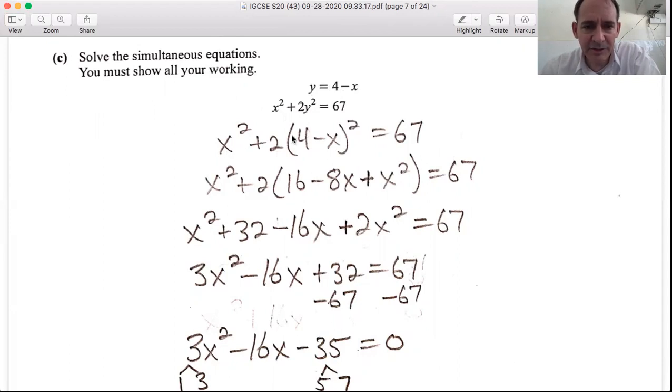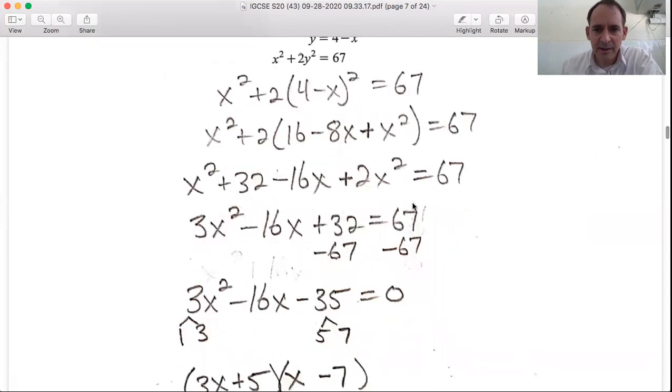So we get x squared plus 2 times (4 minus x) quantity squared equals 67. Multiply out your quadratic here. Remember, exponents do not distribute across to add and subtract. You have to take 4 minus x times 4 minus x and then do the smiley face method. So you get 16 minus 8x plus x squared, distribute your 2. Then we want to combine like terms. So our 2x squared and x squared make 3x squared minus 16x plus 32 equals 67.